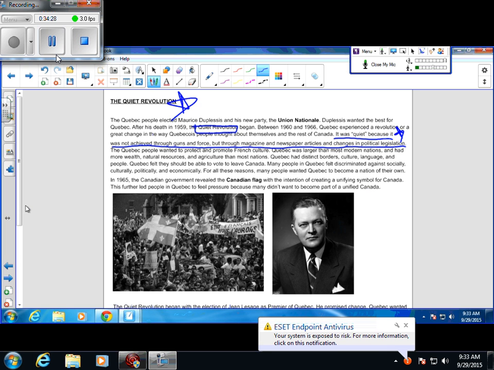Like I said, the French-speaking Canadian population wanted change. They wanted to protect and promote the French culture. As you can see from the Canadian map, Quebec is one of the biggest provinces. It's really big, bigger than most nations. So as a result, they wanted to have their own distinct culture. Quebec had a distinct border, culture, language, and people. Therefore, they felt they should vote and leave Canada.